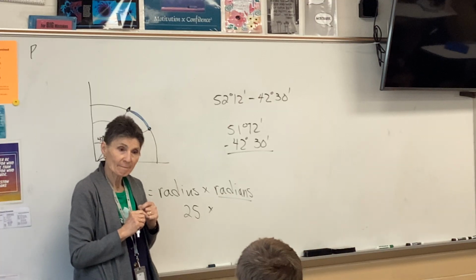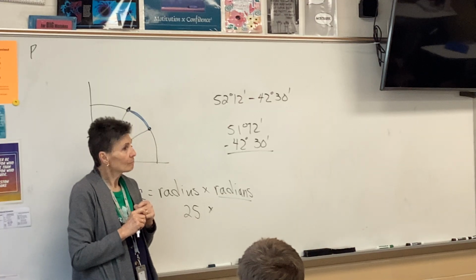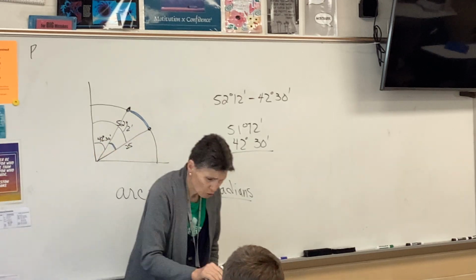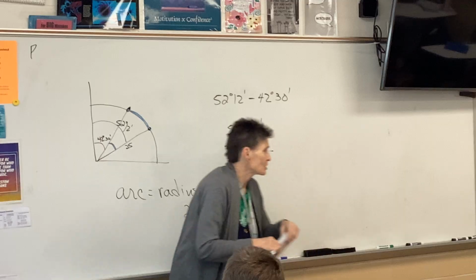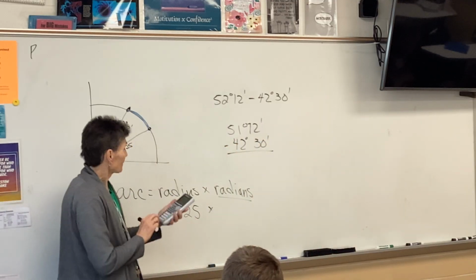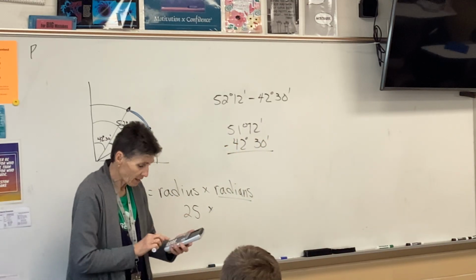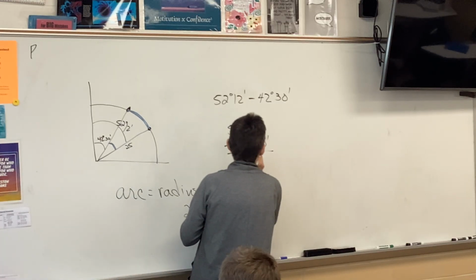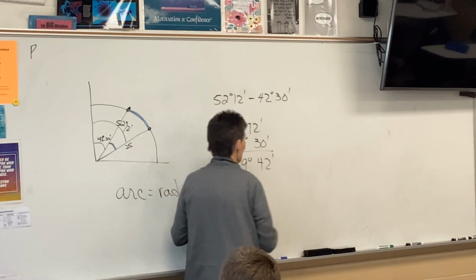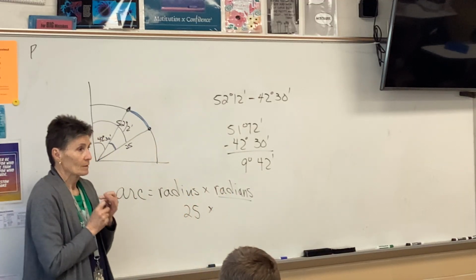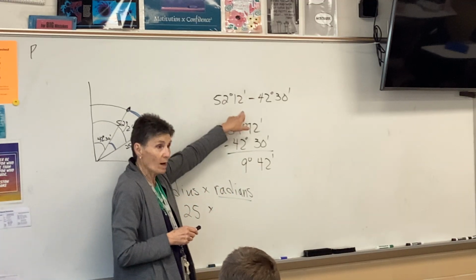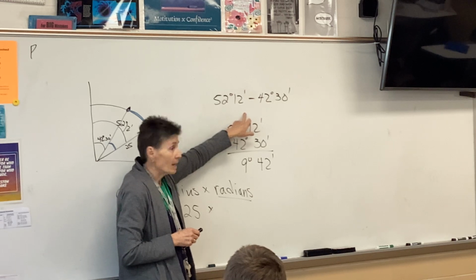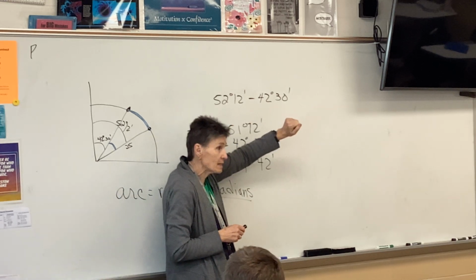Does your calculator do that for you? I don't know, let's try it. It might, actually, now that you mention it. So you go ahead and do it on the calculator. I'll finish this and we'll see if we get the same answer. 9 degrees, 42 minutes, see if that's what it gives you. So you would just type in 52.12, remember we learned how to do that yesterday? And then minus 42.30.